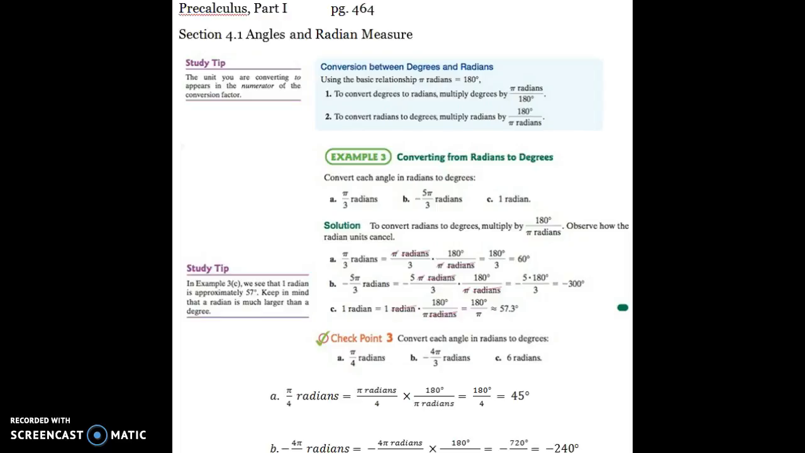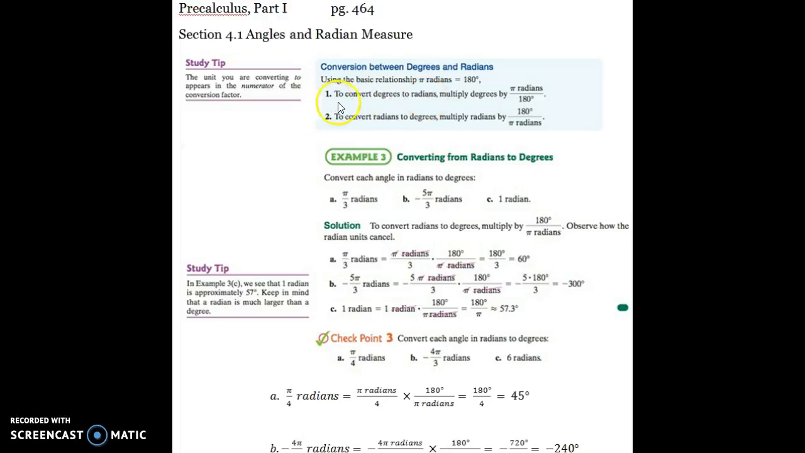Okay, this is Pre-Calculus Part 1, Section 4.1, Angles and Radian Measure, page 464, Example 3, Converting from Radians to Degrees. So there's only two ways to convert. You're either multiplying by pi over 180 or 180 over pi. And the easiest way to remember that is the one that you want goes on top.